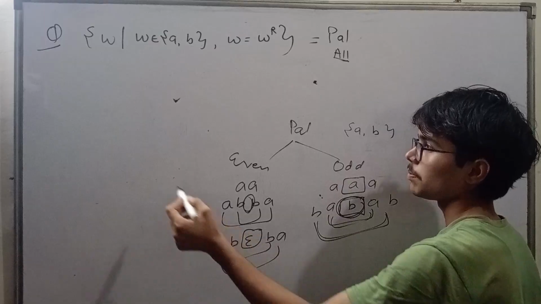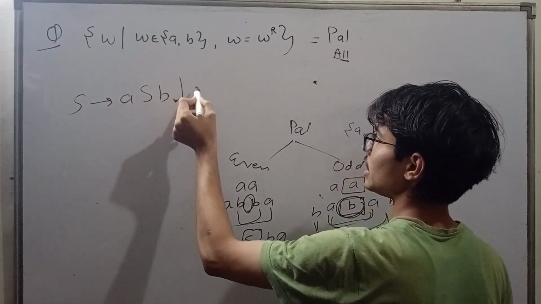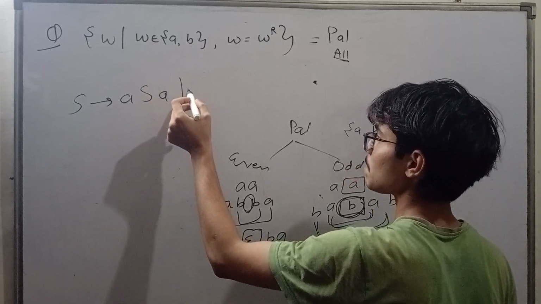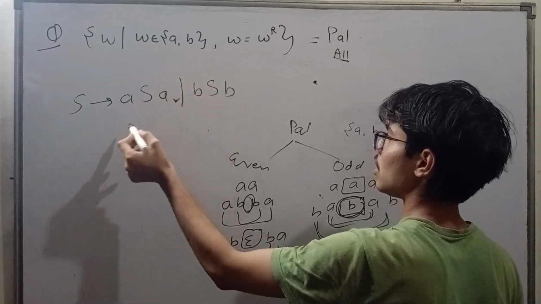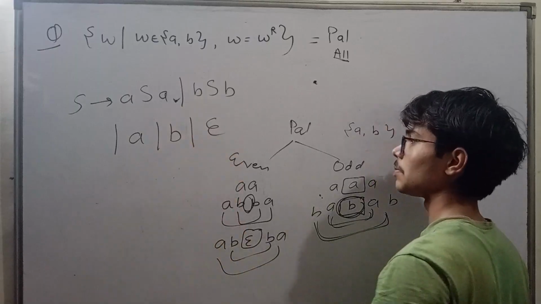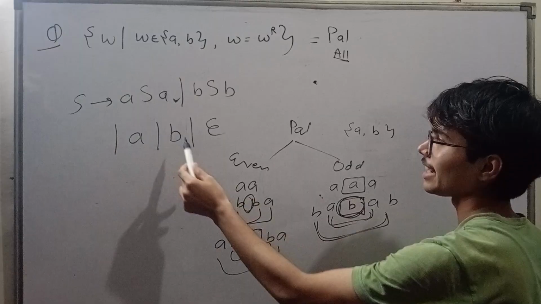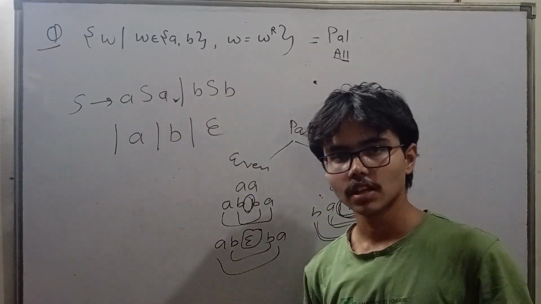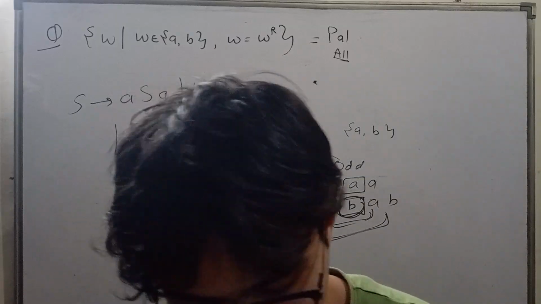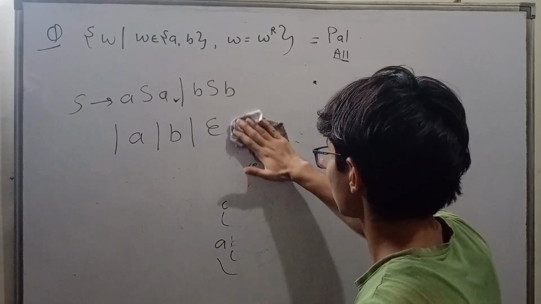Okay. So S can generate A S A, or B S B, or A, or B. This is for odd palindrome, and it can generate epsilon for even palindrome. For even palindrome we can write epsilon. For odd palindrome we can write A or B. We can replace S with A or B. So that's how we write this. So that's all for these palindrome types, and let's move to more questions on this context-free grammar.